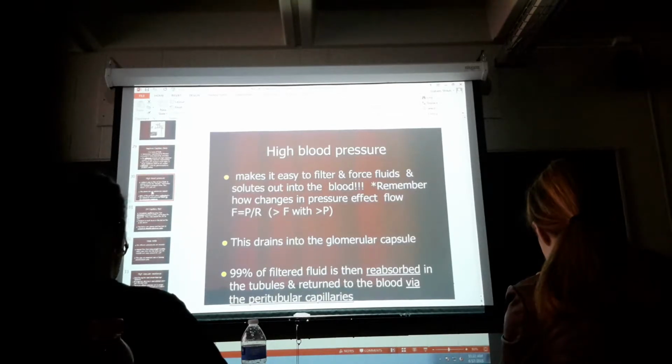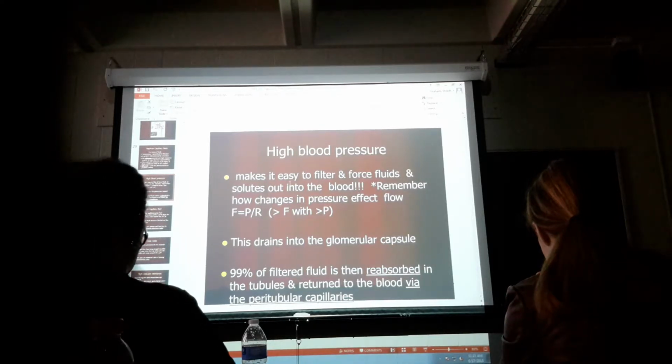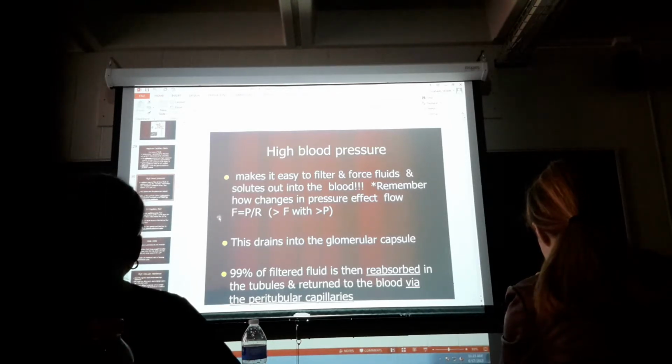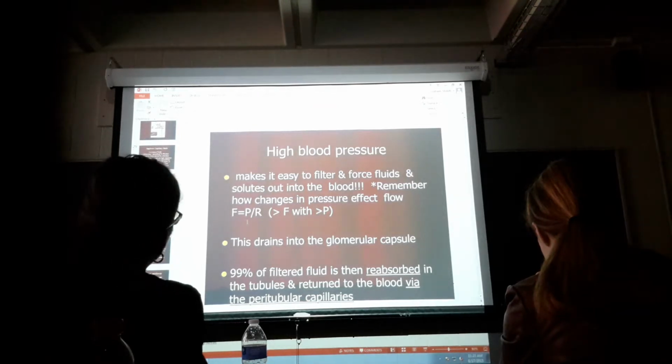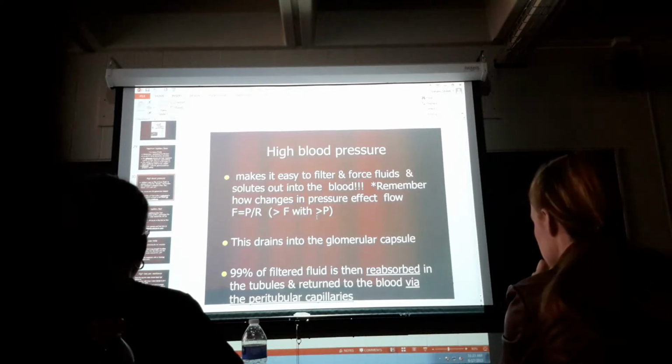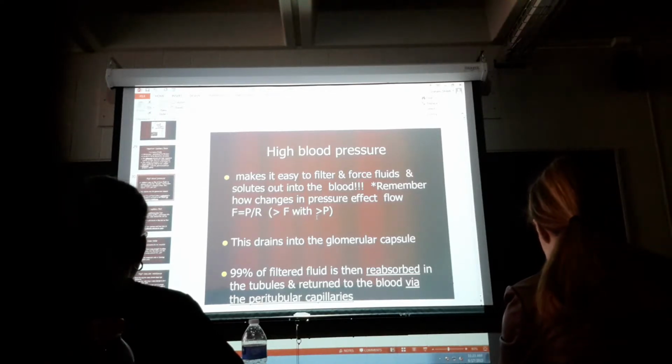More of the design. So high blood pressure, we need to have a lot of pressure coming in. It makes it easy to filter and force fluids in and solids out. So we've got to have a lot of pressure coming in. Flow is determined by that pressure. The greater the pressure, the greater the flow. So we got to push it in with a lot of pressure so it can have a lot of force going through that.